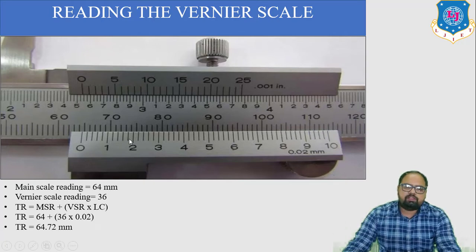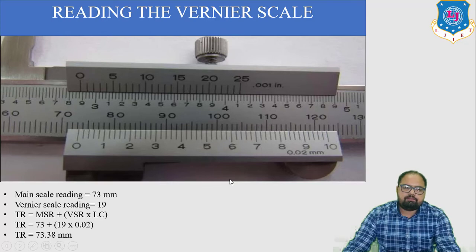Here you can see the rough reading is 60, and this is 1, 2, 3 and 4. So 64 is the rough reading. The vernier scale reading is 36. So the total reading is equal to main scale reading plus vernier scale reading multiplied by least count. By this way we get 64 plus 36 cross 0.02, and the final reading is 64.72 mm.